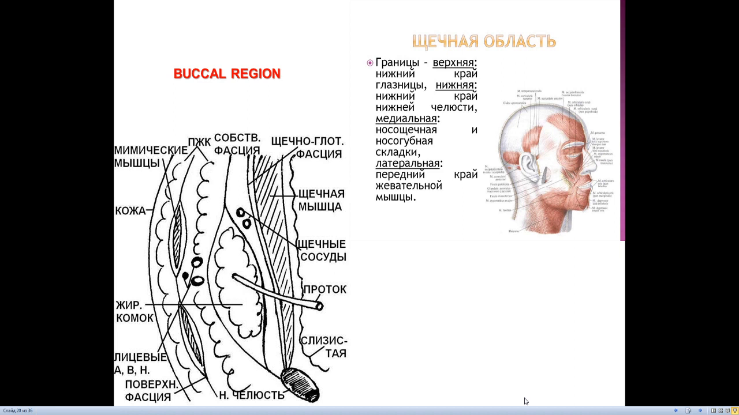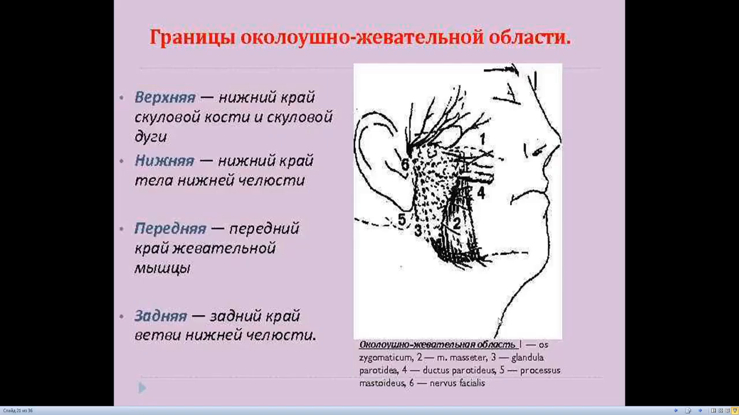Next, parotideomasseteric region. Superiorly, it's the inferior margin of the zygomatic arch. Inferiorly, it's the inferior margin of the mandible. Anteriorly, it's the anterior margin of the masseter muscle, and posteriorly, it's the posterior arch of the mandible.